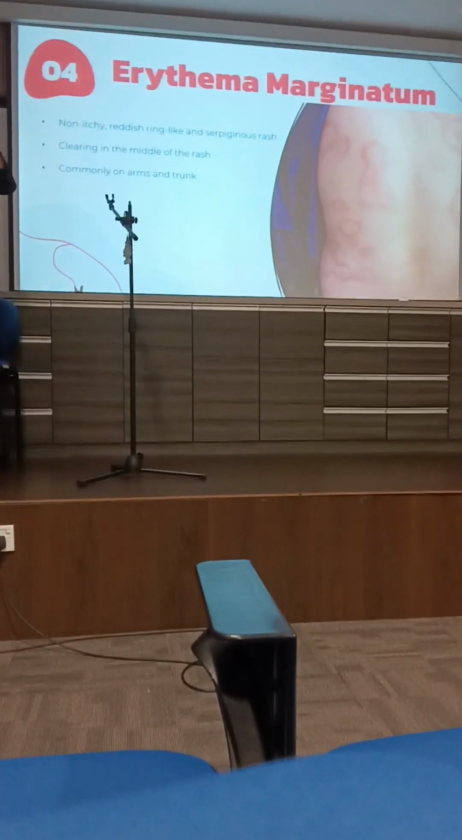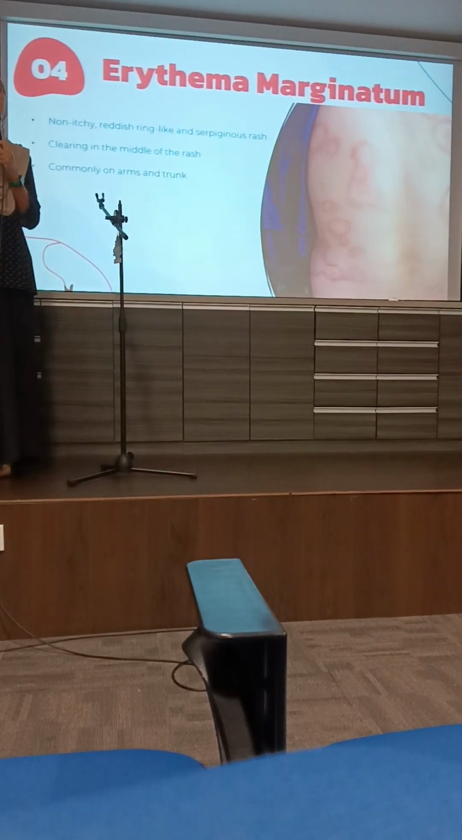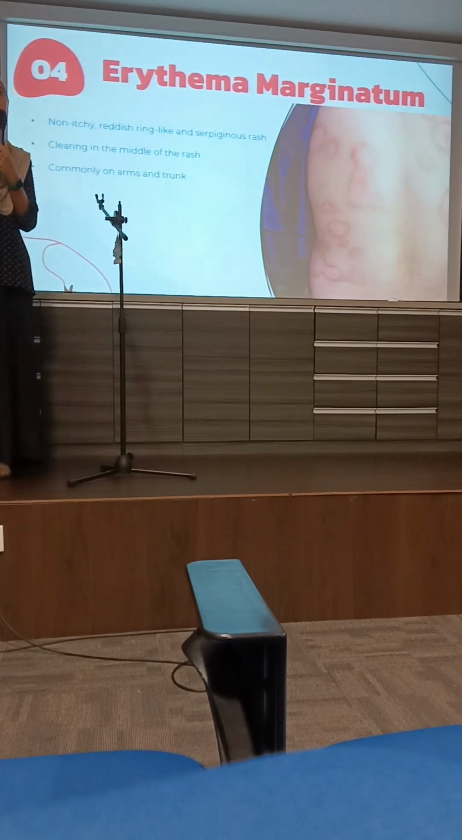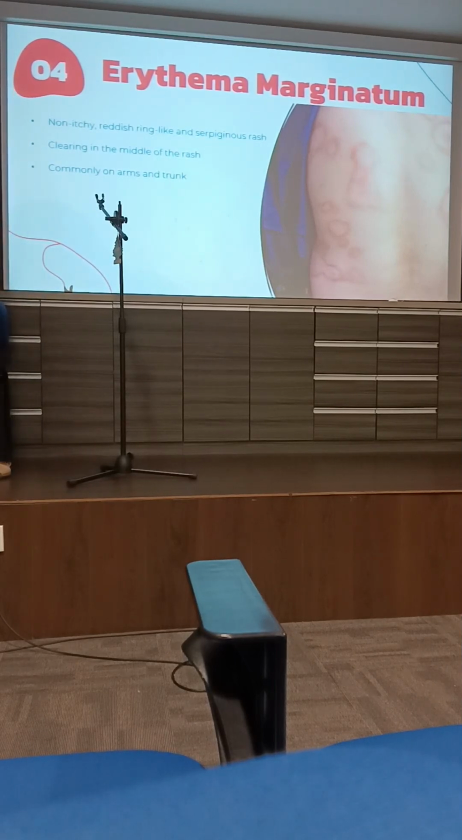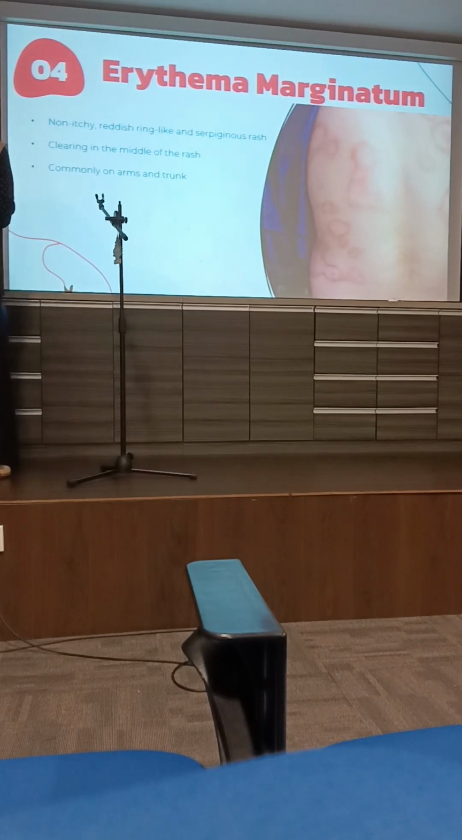Okay, so the fourth one is erythema marginatum. This is when the presentation is on the skin. It's a ring-like or snake-like or serpiginous, which is snake, rash. It's a macular rash, a red rash, and centrally it has a clearing. The redness is only like a ring or like a snake outside, and it commonly appears on the arms and the trunk of your body.